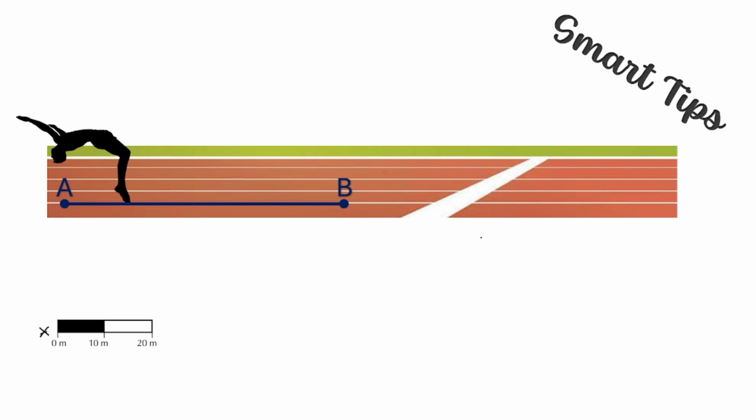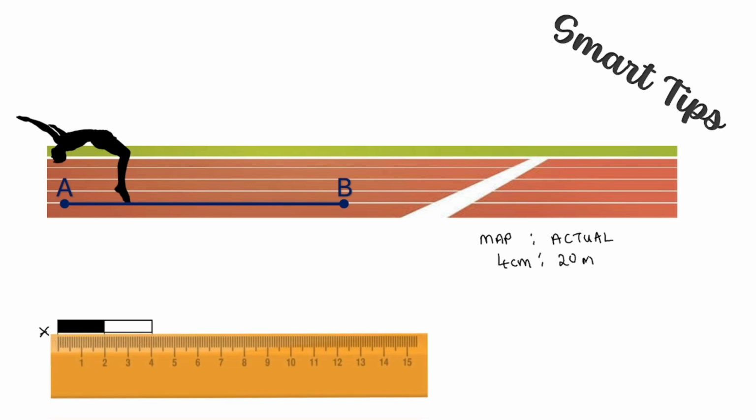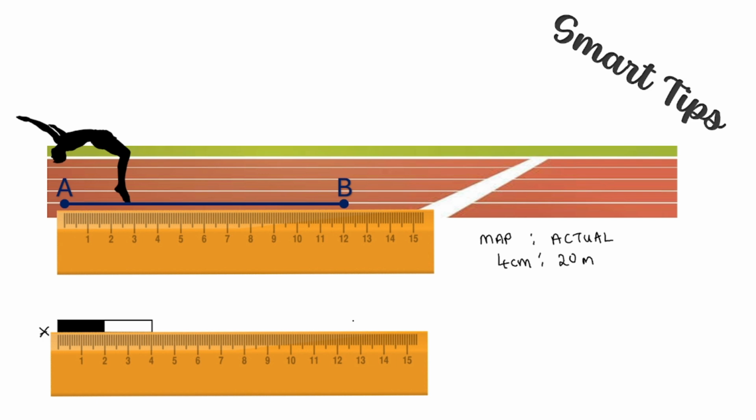So we can write that. This is the distance on the map or on the diagram, and this is the actual distance. 4 centimeters is to 20 meters. That's what we get from the bar scale. Then let's measure the distance on the map. We have 12 centimeters. Now, if the distance on the map is 12 centimeters, what is the actual distance? On one side I have the measurements on the map, and on the other side I have the actual measurements.